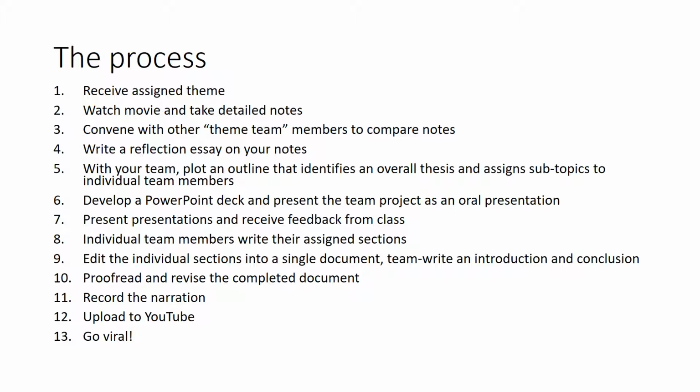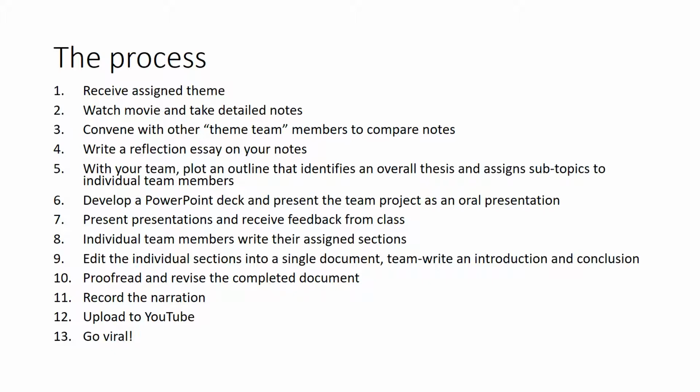Basically, the students were split up into theme teams. Each one was assigned an individual theme. They took notes on the theme as they watched the movie. They worked with the other members in their theme team to hash out specific ways that their theme was expressed in the miniseries. They put together their observations into an outline. Each member of the team had ownership of a specific component of the outline of the presentation that they developed.